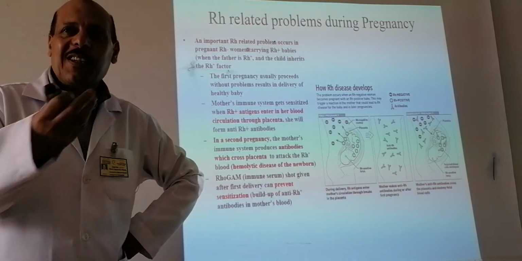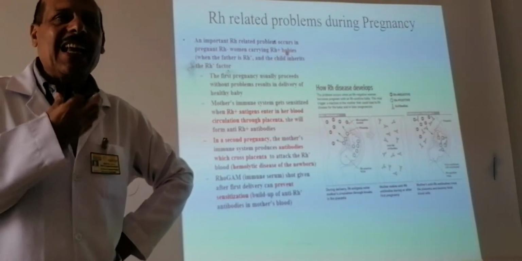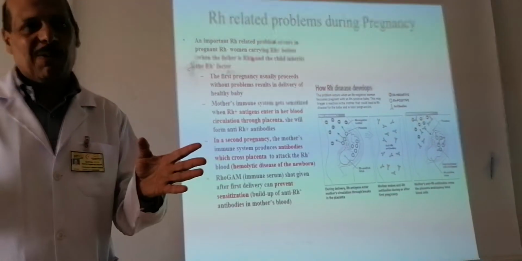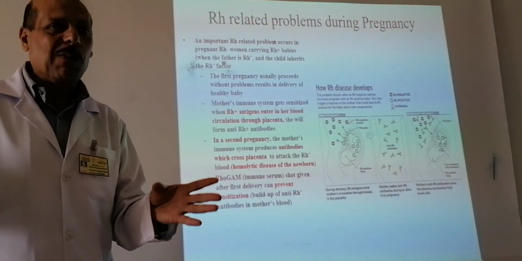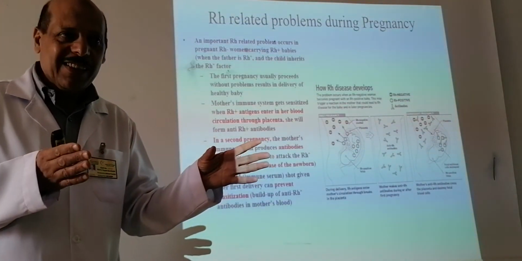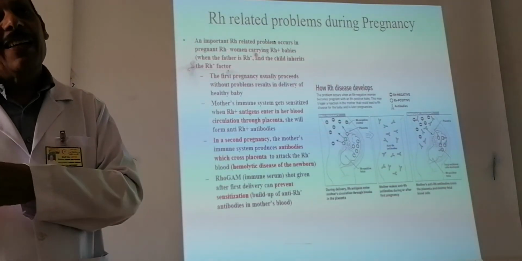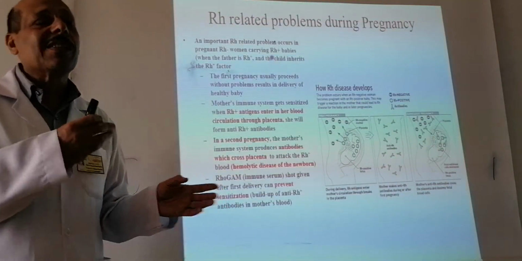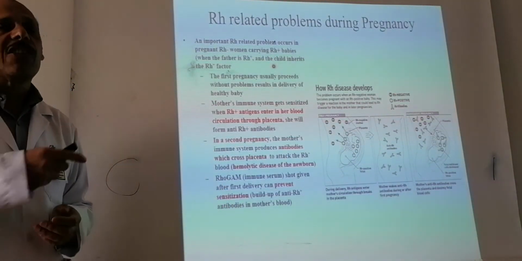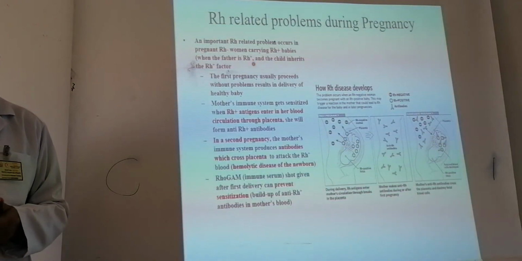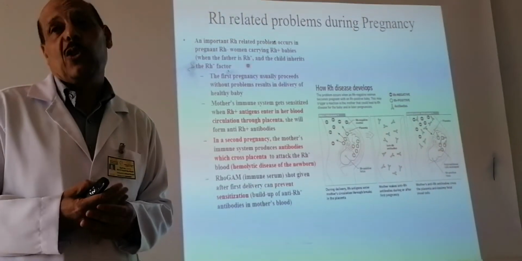For jaundice, the yellowish discoloration, there are two types. Either what we call the physiological jaundice, or the jaundice which is sometimes due to the Rh, which we call the hemolytic jaundice.